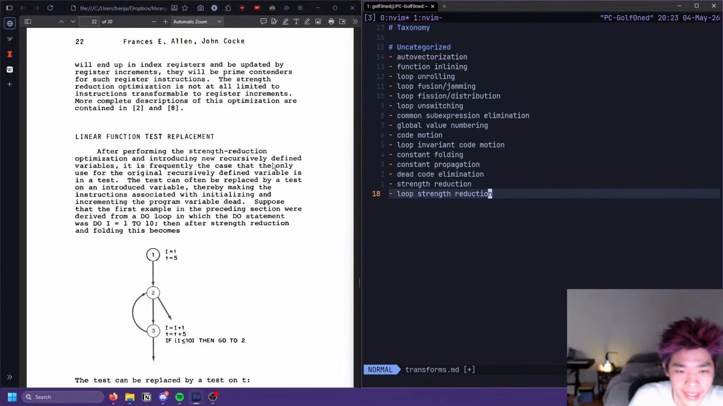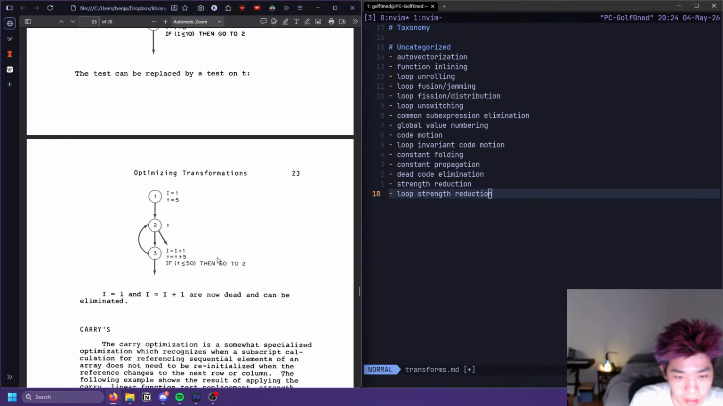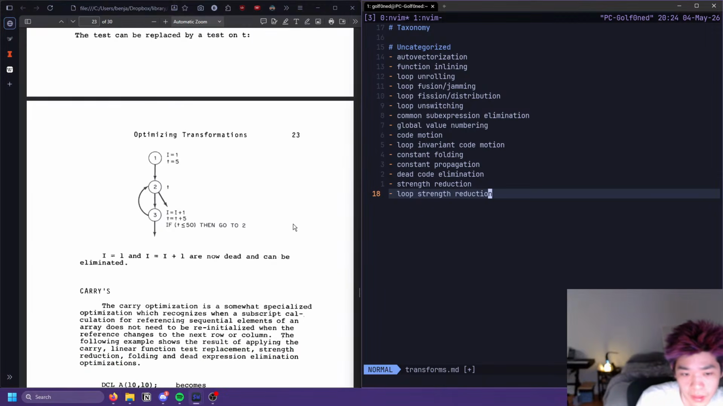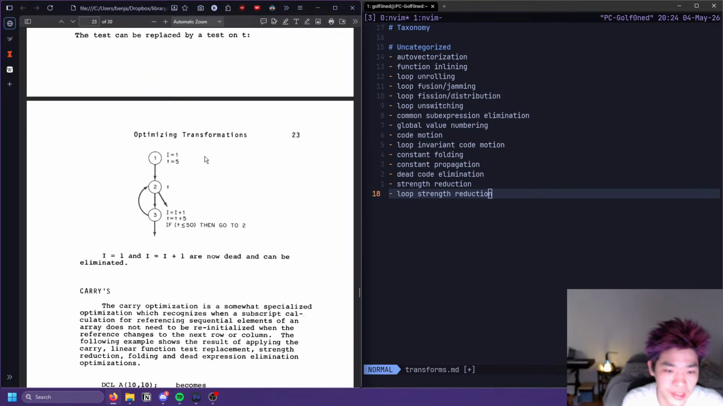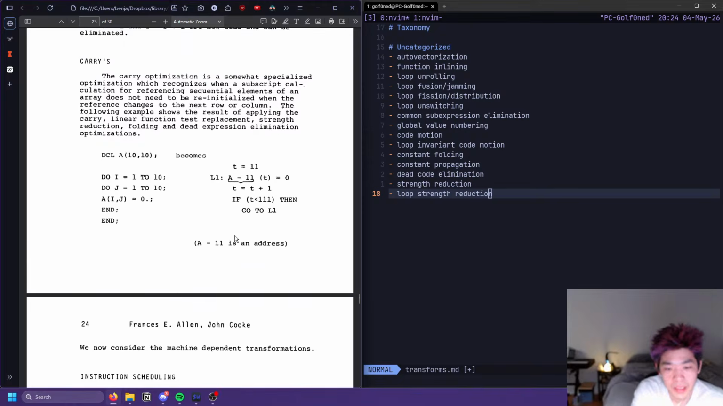Okay. I guess this makes sense why we do this, because then we can get rid of the dependence on... We can just get rid of I altogether, I guess. Or at least the use of it. I'm not gonna add this. This feels very niche. Okay, carries. Subscript calculation does not need to be reinitialized. Okay.